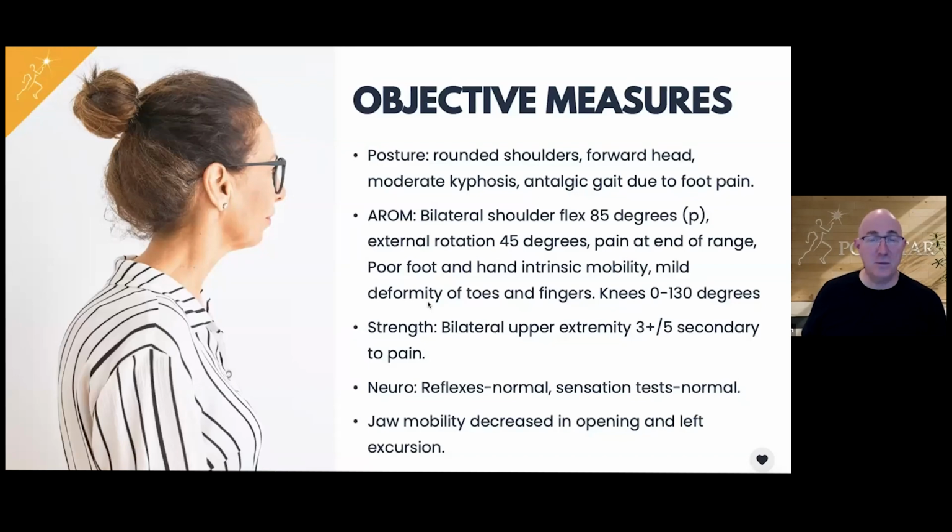In her active range of motion, both her shoulders were limited to just below 90 degrees, or just below what we would do in our goalpost exercise without having pain. She couldn't get her arms up. She was suffering from impingement and weakness in bilateral shoulders. Her external rotation was only 45 degrees. She had pain at the end of her range, poor foot and hand intrinsic mobility, mild deformities of her toes and fingers, and her knee range of motion was normal, 0 to 130 degrees following a total knee replacement. So this was a normal thing.